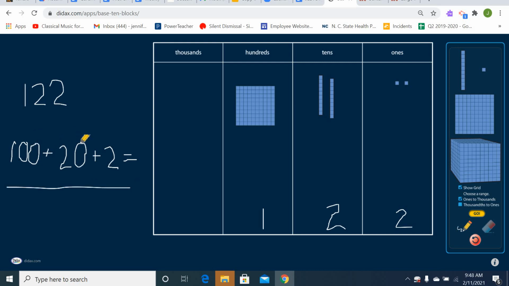So this is my expanded form of 122. 100 plus 20 plus 2. I'm just going to write 122.